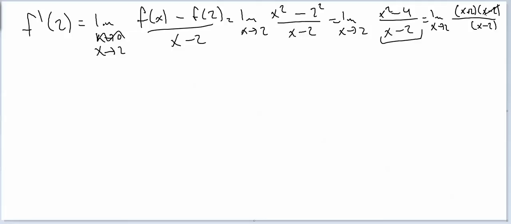We have an x minus 2 on the bottom. Those guys drop out, and we're safe to plug in the limit. If we do the limit as x approaches 2 of x plus 2, we just plug in 2, and we get a 4. And that's it.